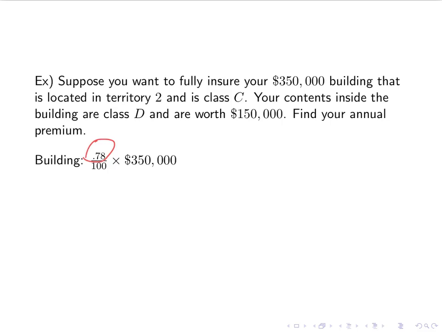And then, as I said, we divide it by 100 and we multiply it by the face value. So this is the building. The building's face value is $350,000. We do it out, we get $2,730.